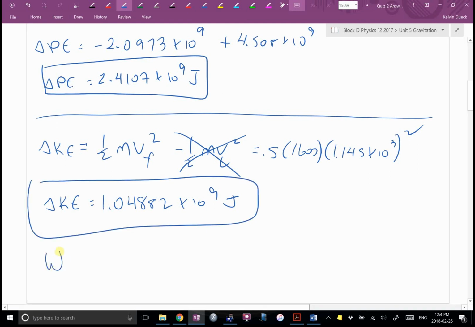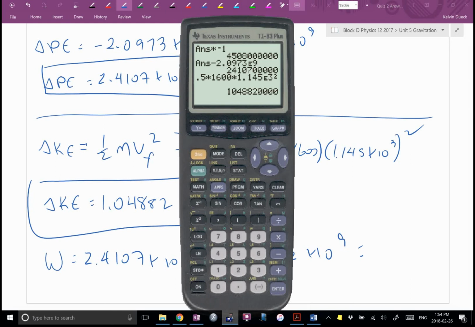How much work? It's going to be 2.4107 times 10 to the 9th plus 1.04882 times 10 to the 9th. Do you finally end up with 3.46 times 10 to the 9th?